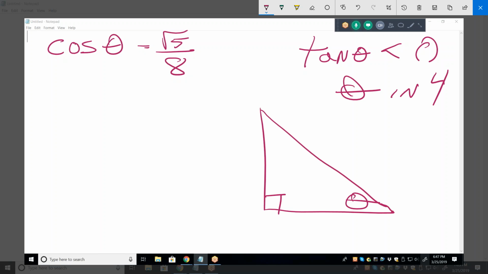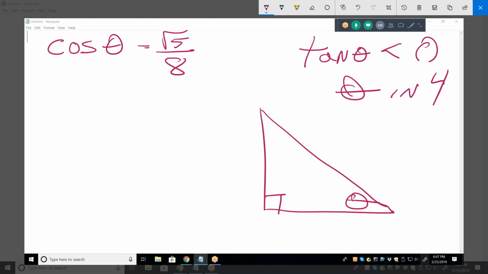Label it. So the bottom part's going to be 8. Nope. SOHCAHTOA. Get SOHCAHTOA memorized like you know your name. I like to say to people, you don't memorize trig. You know it like you know your name. You don't have your name memorized. You know it.